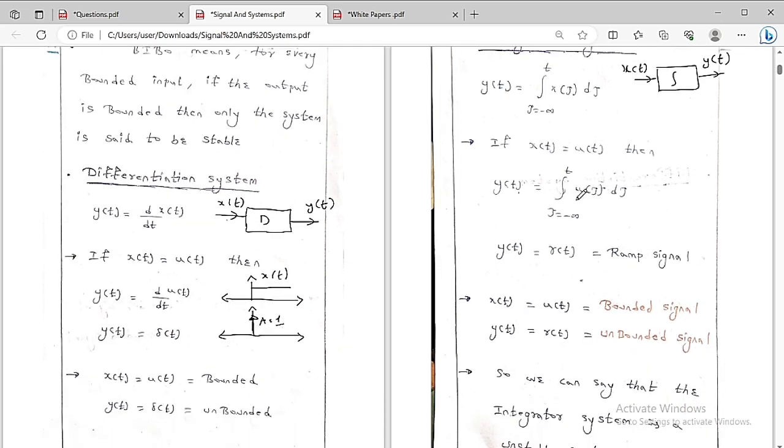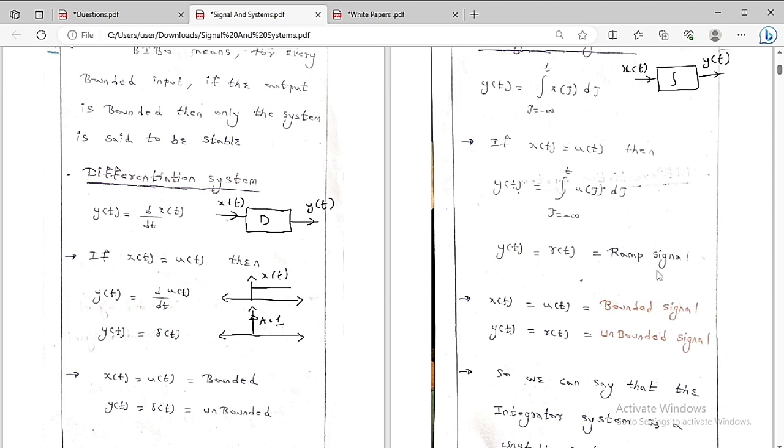This is nothing but the integration of the step signal, which is nothing but the ramp signal. So y of t is equal to r of t, meaning t into u of t. So it is a ramp signal, and a ramp signal is an unbounded output.